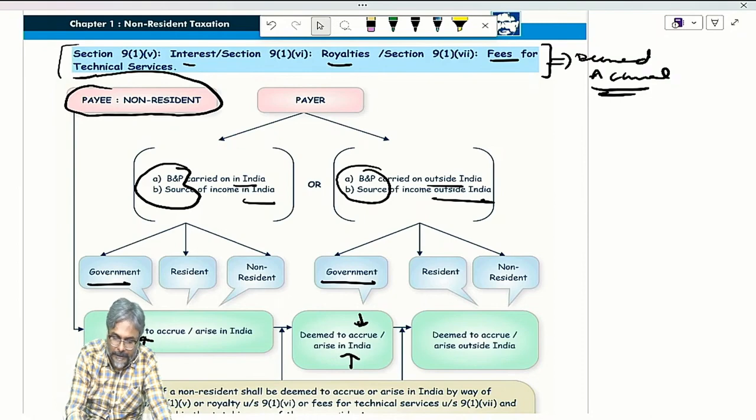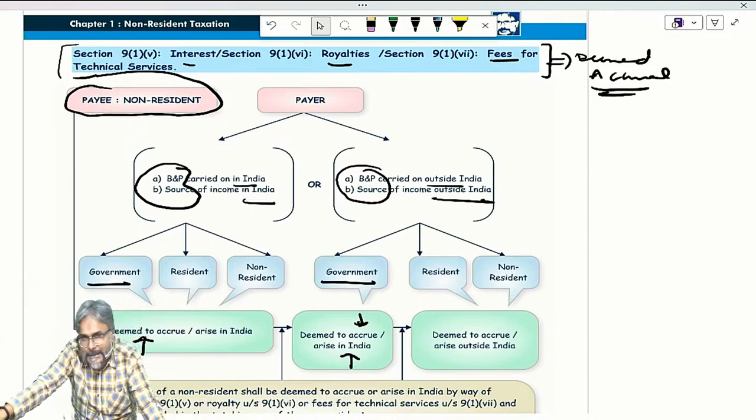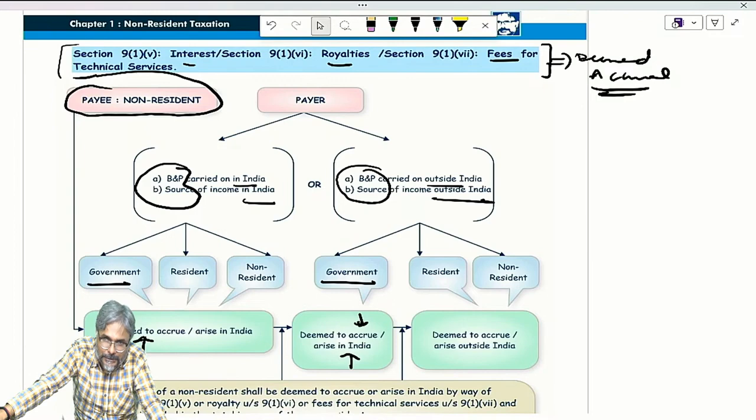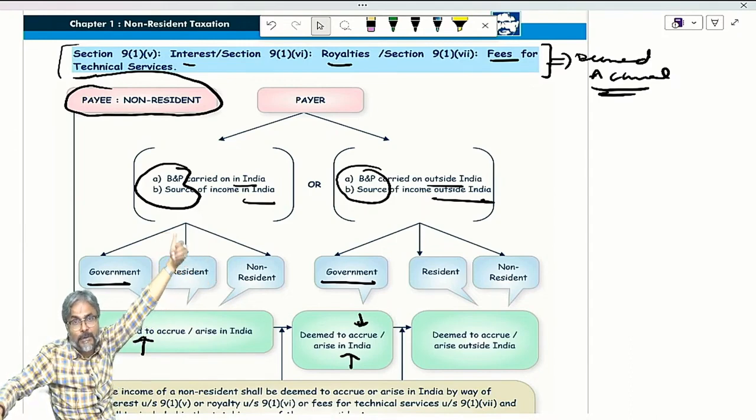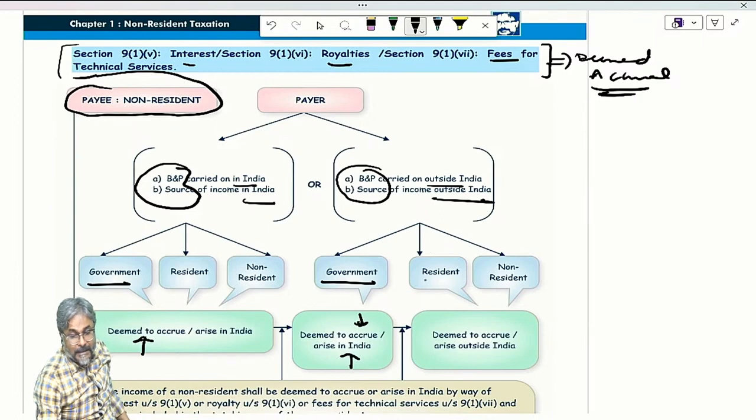Now, just think of it. If the loan was taken not by the government of India, but by whom? By, say, a resident. Say, Tata Power. Tata Power wants to do a particular project in Bangladesh. They want to set up a plant in Bangladesh. For that they are taking a loan from a financial institution. And now, in respect of that loan, they are paying the interest. First of all, interest is received by whom? By the foreign company, who is a non-resident. The payee is a non-resident. Okay? Who is the payer in this case? The payer is a resident.